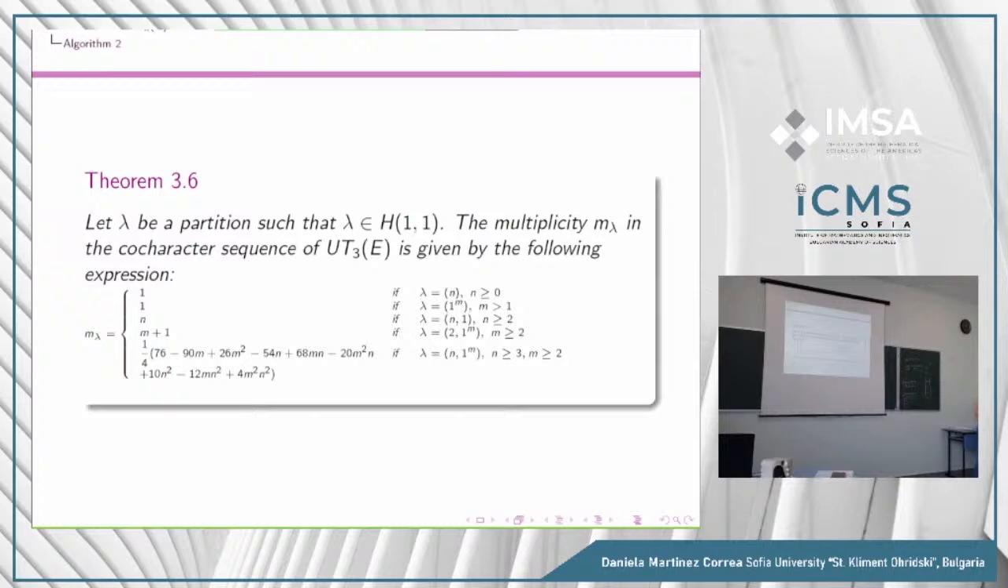I want to finish with this remark. If you only want to know the multiplicities in lambda for partitions with only d parts, with a fixed number of parts, you can use method 1. But if you want to calculate the multiplicities in lambda with more freedom, this means that lambda is a partition with a limited number of parts, we have to use method 2. Okay? With that, I finish.